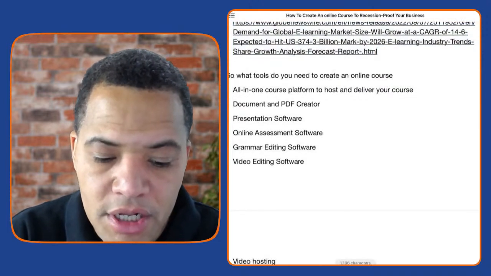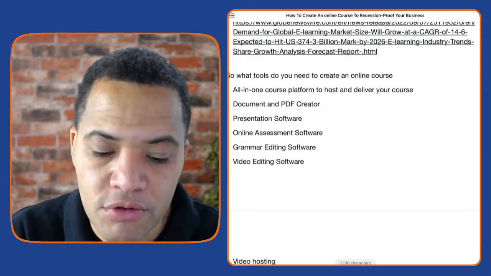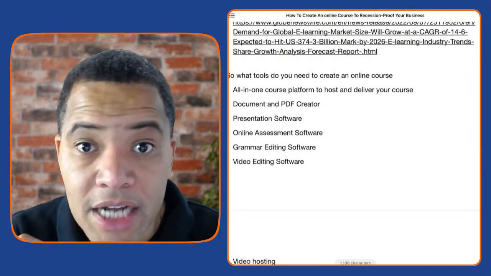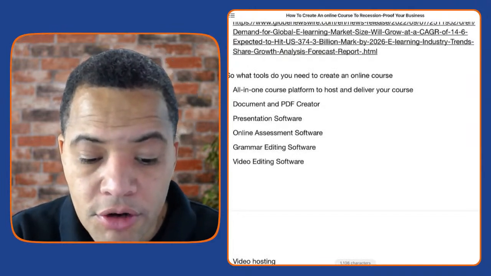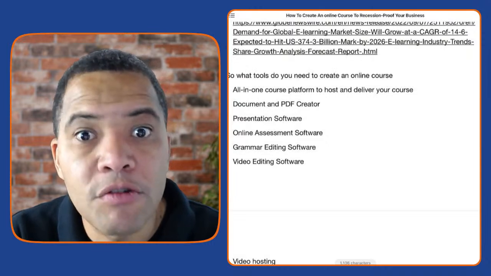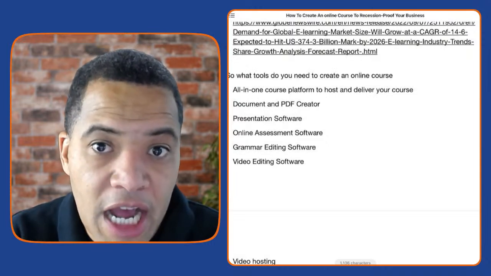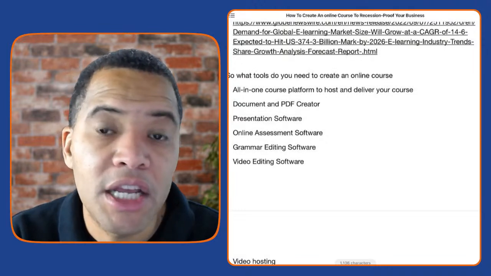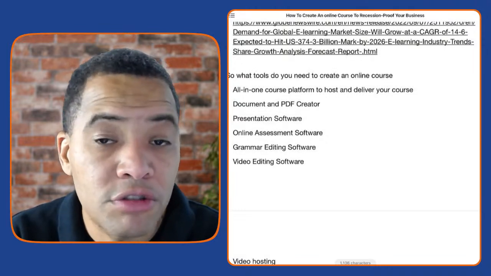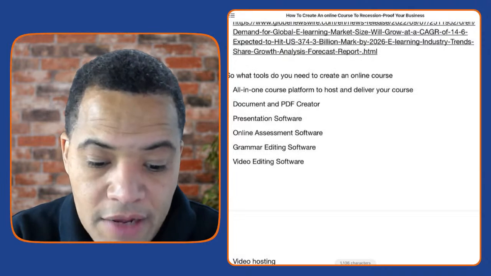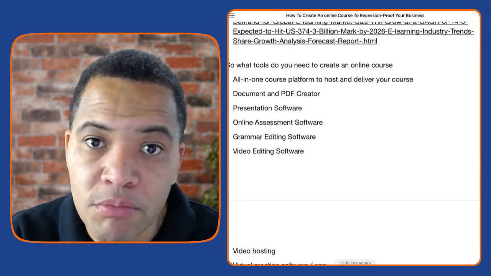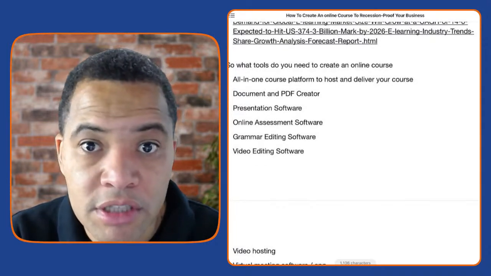All-in-one platform. You're going to need an all-in-one course platform to host and deliver your courses. You're going to need some way to create documents, a PDF creator, right? A lot of your Microsoft Word and Apple's Pages, even Keynote, allow you to create those and turn them into PDFs, real simple. But you have to have the software. You're going to need some presentation software, so your PowerPoint, your Keynote, or maybe Google Slides, whatever you want to use.